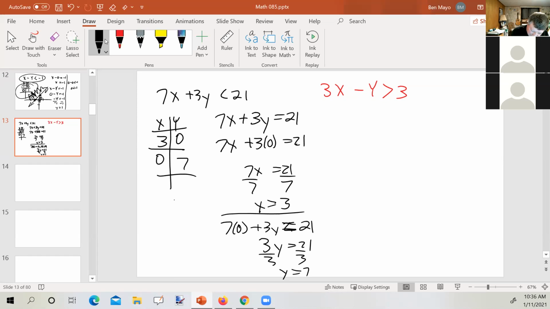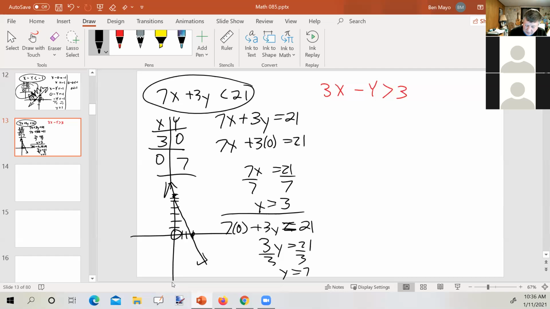All right. If I make a rough sketch of that, let's see, 1, 2, 3, and 0, 1, 2, 3, 4, 5, 7, 0, 7. I could choose the point 0, 0. I'm going to plug that back into my inequality.